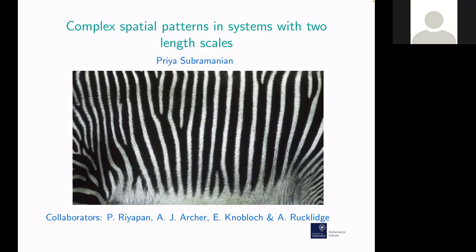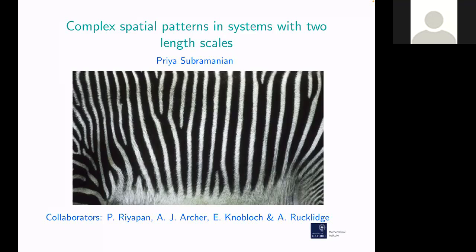With that, I'm going to start today's talk. This is joint work that I've done with Alistair Rutledge at Leeds. So I was at Leeds before I came to Oxford. Edgar Knobloch from Berkeley, Andy Archer from Loughborough University, and Pakwan Riapan, who was a PhD student with Alistair before I arrived at Leeds. So the talk is going to focus more on complex spatial patterns.